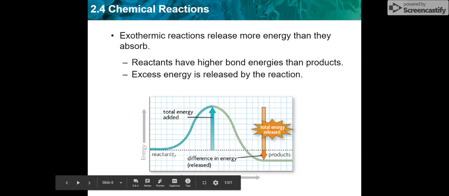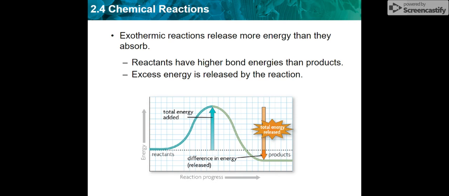If you look at this graph here at the bottom of the slide, you can see the height of the reactants is higher than the height of the products. So overall, yes, we had to add energy to get over that activation energy, but after that, there's this really steep drop as the products are formed.